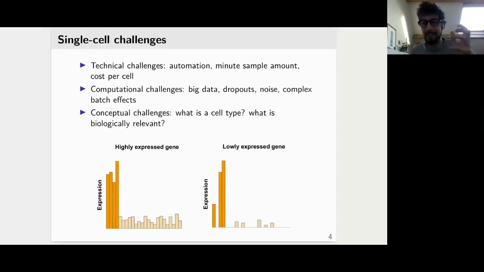It's normal, so clear cut. What is a cell type? Where do we put borders? Where do we put thresholds? Also, what is biologically relevant?